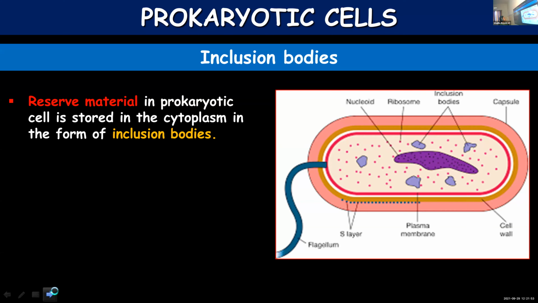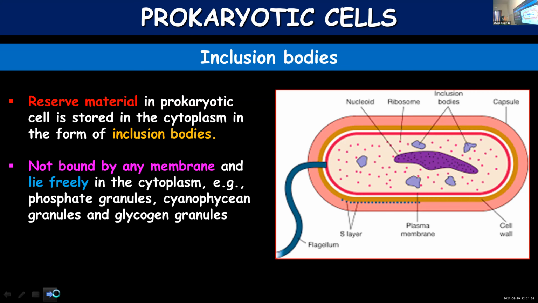And what are they? These are the reserve material present in the cytoplasm. They are not bound by any membrane and they lie freely in the cytoplasm. As you can see in the picture, no membrane covering, and these reserve materials will be scattered in the cytoplasm. Examples: phosphate granules, glycogen, the stored form of glucose, then cyanophycean starch, which is actually a carbohydrate. Cyanophycean granules, glycogen granules, phosphate granules, all these are examples of inclusion bodies.